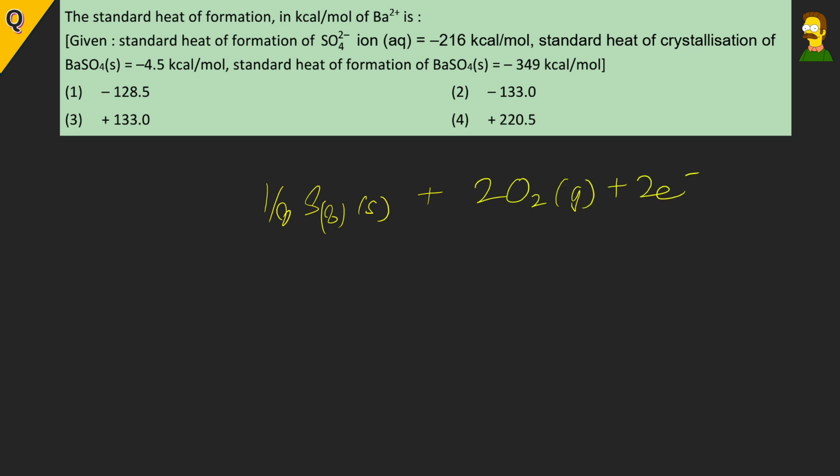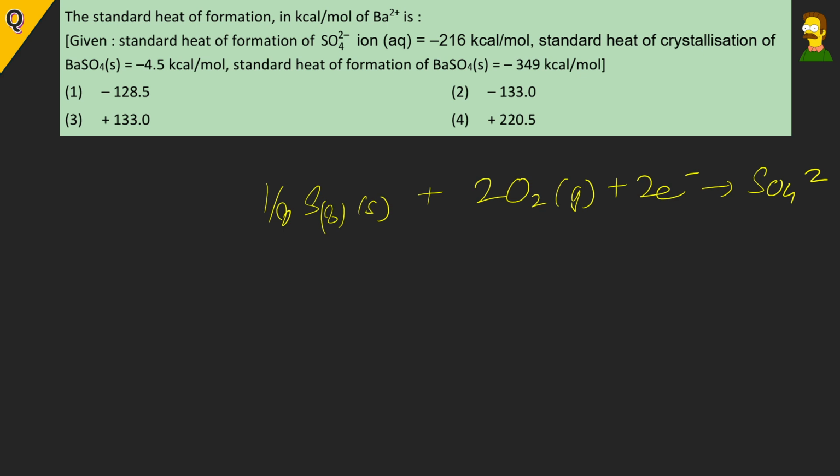Plus 2 electrons, give me SO4 2 minus. Don't worry about this 1 by 8 S8, it's not important. But since standard enthalpy of formation is given, we're doing that. Standard heat of crystallization. What is this? What is standard heat of crystallization? Do you know what that's going to be?